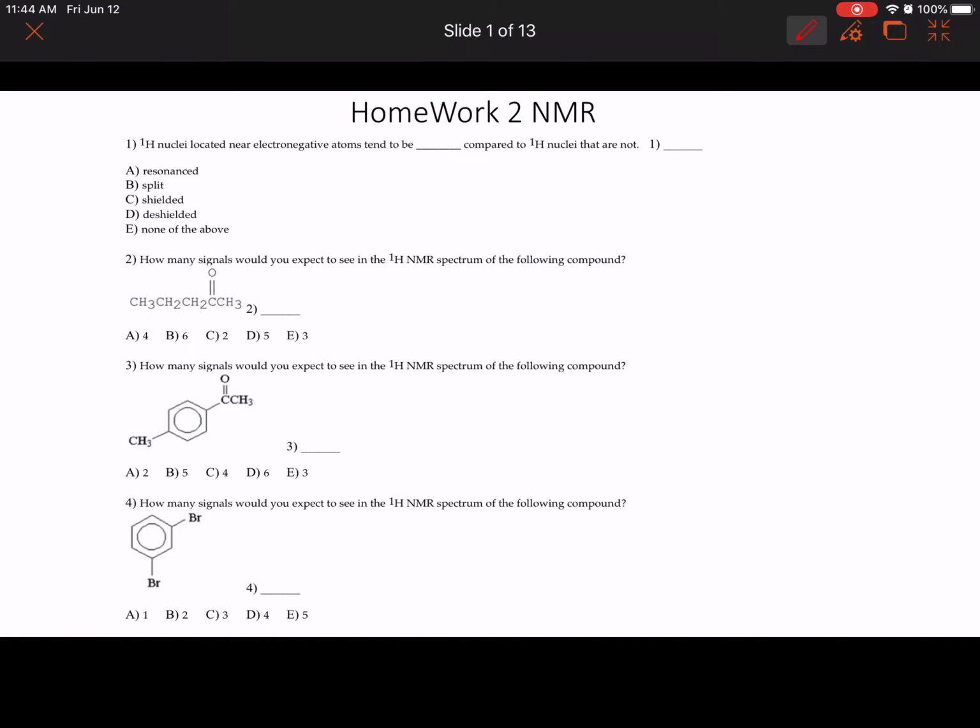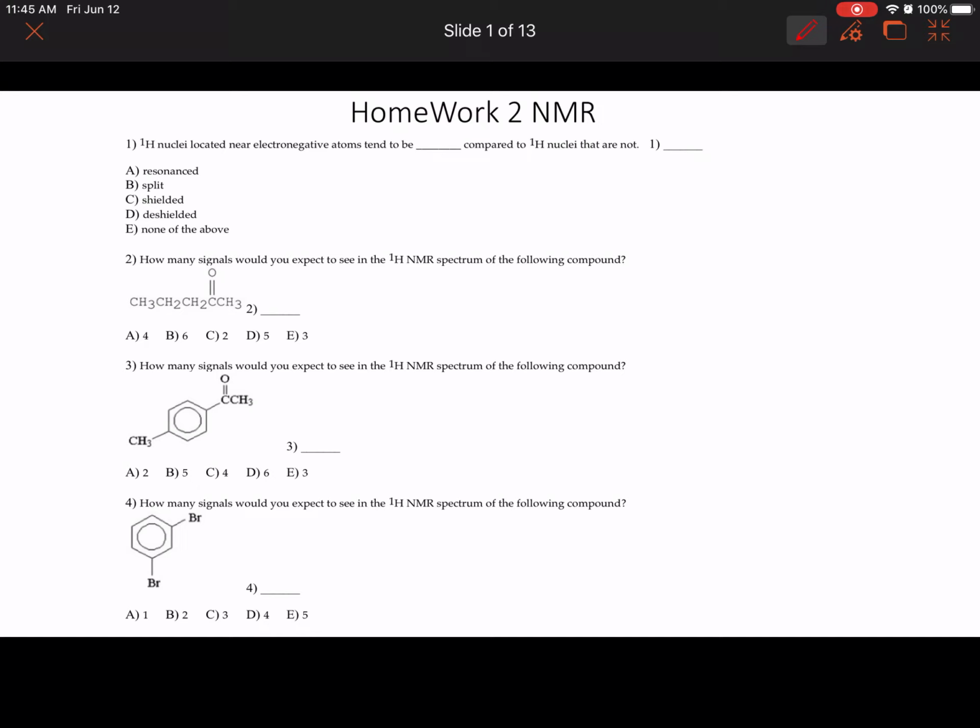Deshielded means the hydrogen doesn't have many electrons surrounding it. If it is closer to electronegative atoms, they tend to pull electrons towards themselves. So it removes electrons from the hydrogen, so the hydrogen is more open to feel the magnetic field coming from the instrument. So that would be more deshielded.